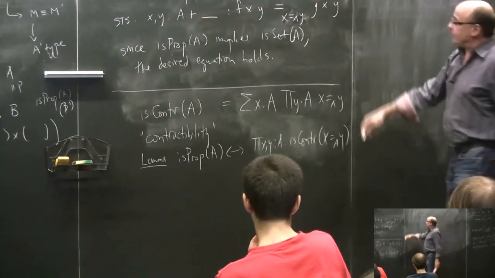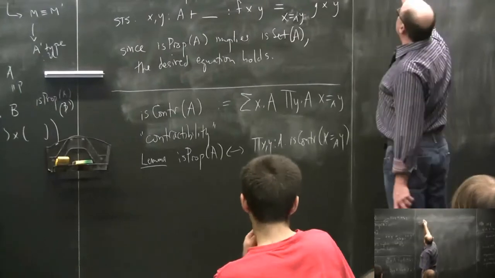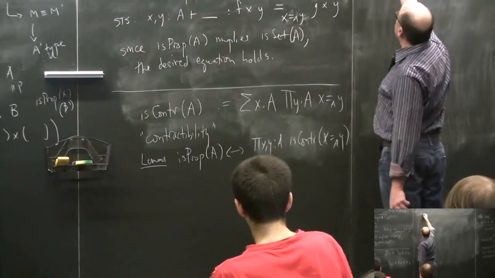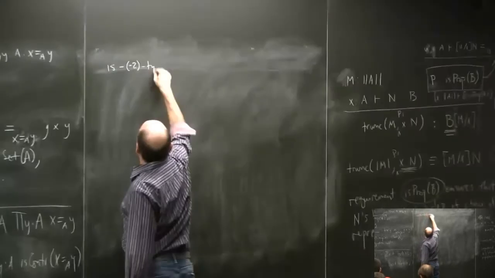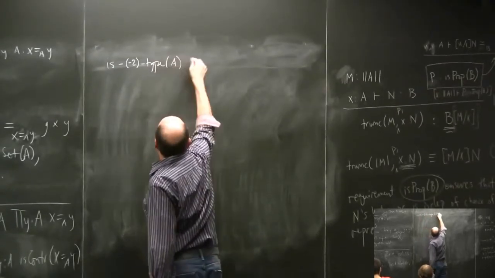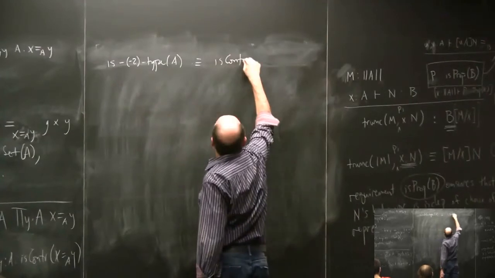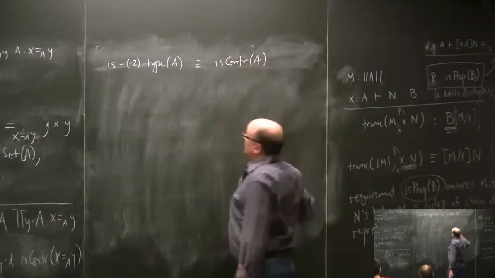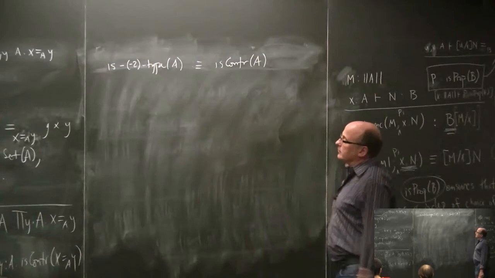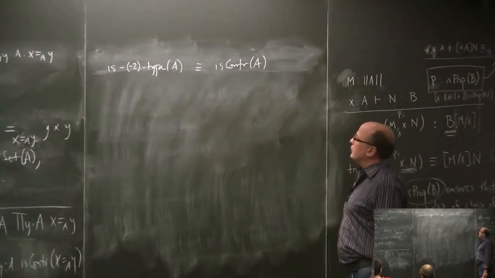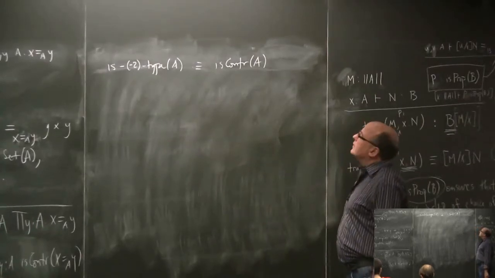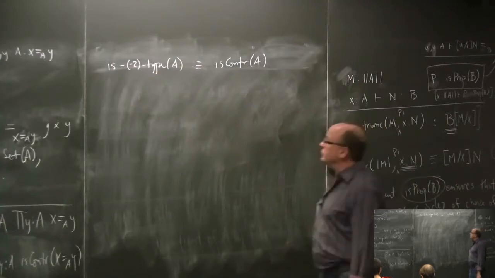So you need that little thing. And then you say the following, make the following definitions. You say something is a -2 type if and only if it's contractible. So this is the thing I was telling you before, that in order to get notational conventions to line up, we start with -2. So a contractible type is also known as a -2 type.